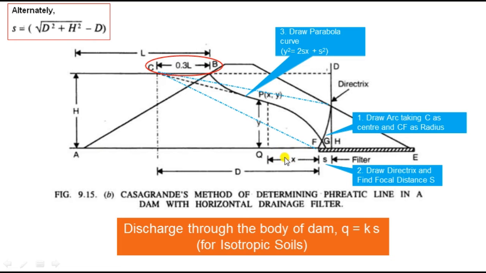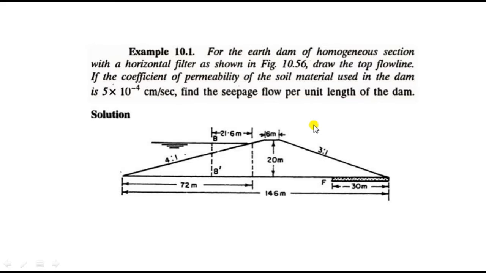If we are choosing d as 1 meter, 2 meter, whatever sequence of interval we can select, y square is equal to 2sx plus s square and we can get the phreatic line. After that we can choose equipotential drops and streamlines and draw the flow net.